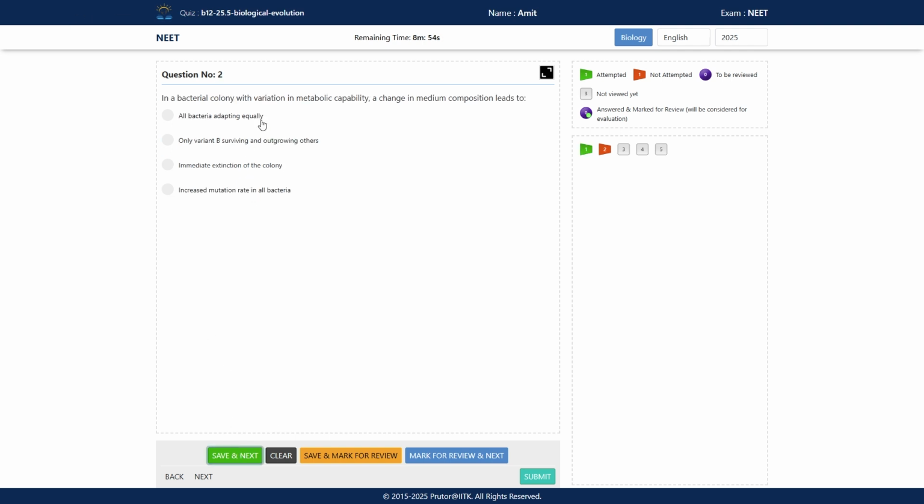Next one, if a bacterial colony with variation in metabolic capability undergoes a change in medium composition, it leads to: option A, all bacteria adapting equally; option B, only variant B surviving and outgrowing others; option C, immediate extinction of the colony; and option D, increased mutation rate in all bacteria. What is the correct answer?